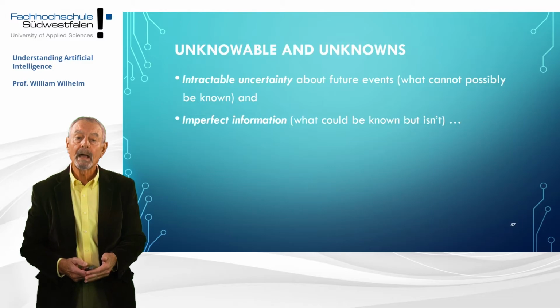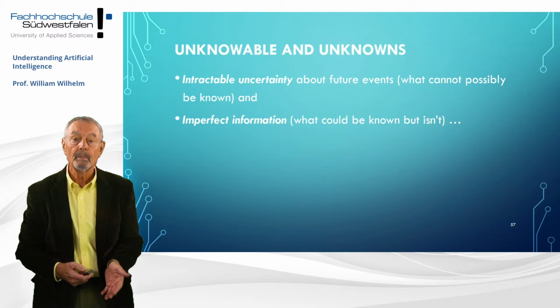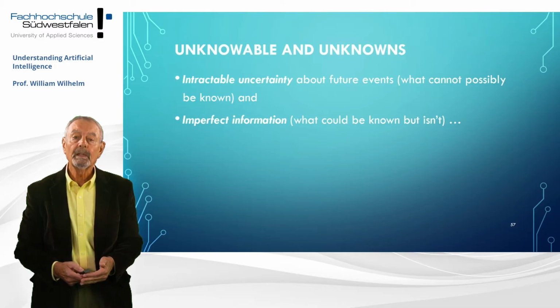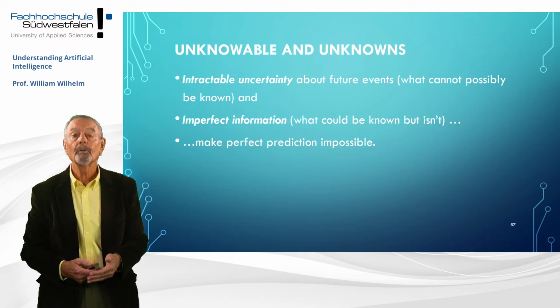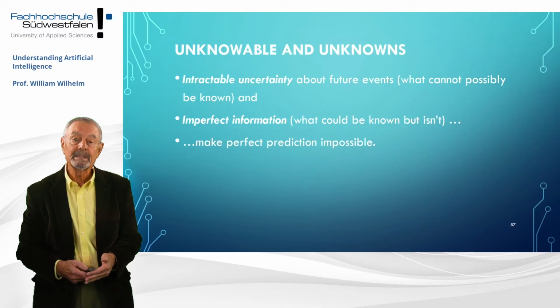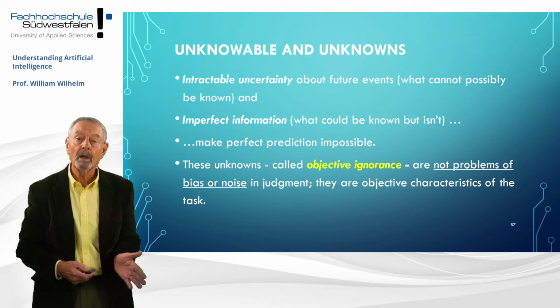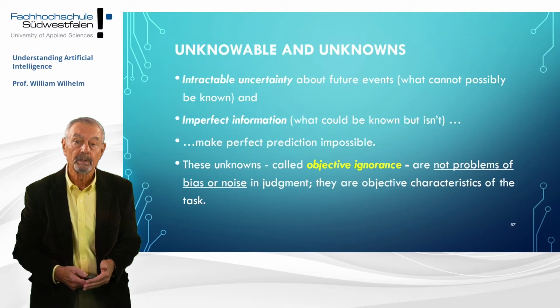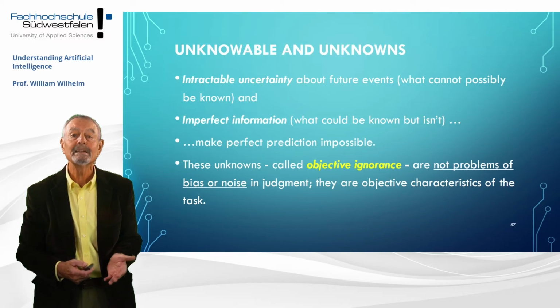Furthermore, much about the candidate is in principle knowable, but not known when you make your judgment. Both intractable uncertainty, what cannot possibly be known, and imperfect information, what could be known but isn't, make perfect prediction impossible. These unknowns are not problems of bias or noise in judgment. They are objective characteristics of the task. This objective ignorance of important unknowns severely limits achievable accuracy.